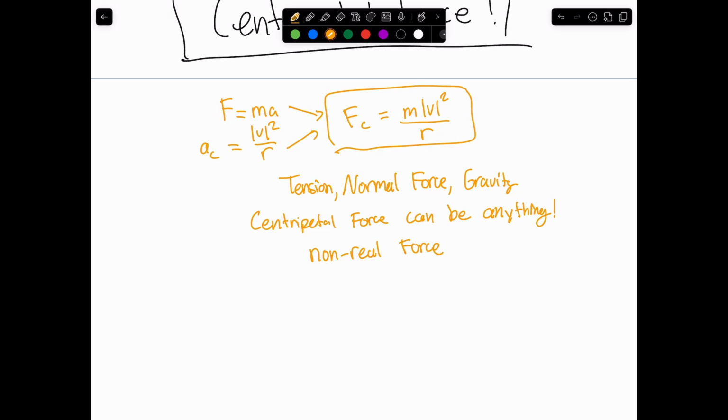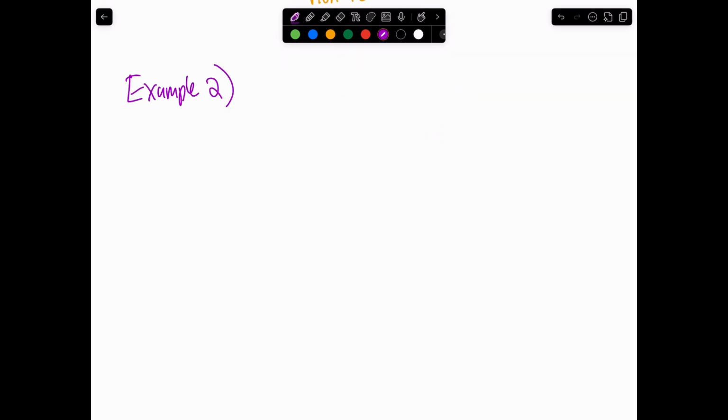Now that we have all this background on centripetal acceleration, centripetal force, and how uniform circular motion generally works, let's do some quick examples. Let's say we have a pendulum here, and I'll show the different possible states it can be in with these dotted lines.